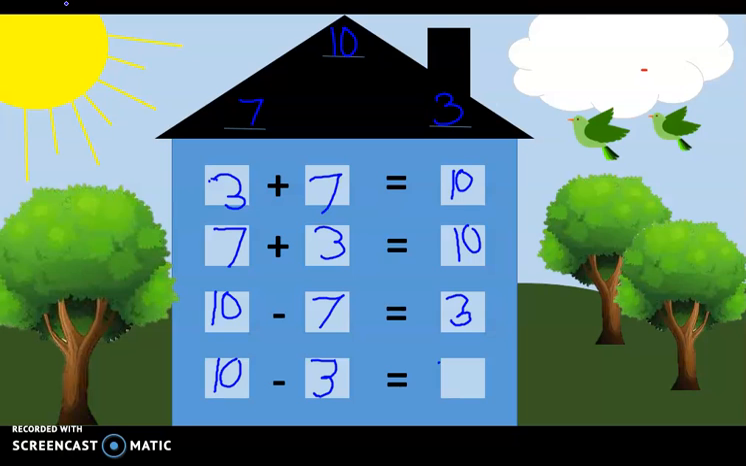1 number left. And the crowd goes wild. All right, very quickly, let's check. 3 plus 7 is 10. Check. 7 plus 3 is 10. Check. 10 minus 7 equals 3. Check. 10 minus 3 equals 7. Check. He did it. He did it. He did it. Yeah, lo hicimos. You did it. You did it.